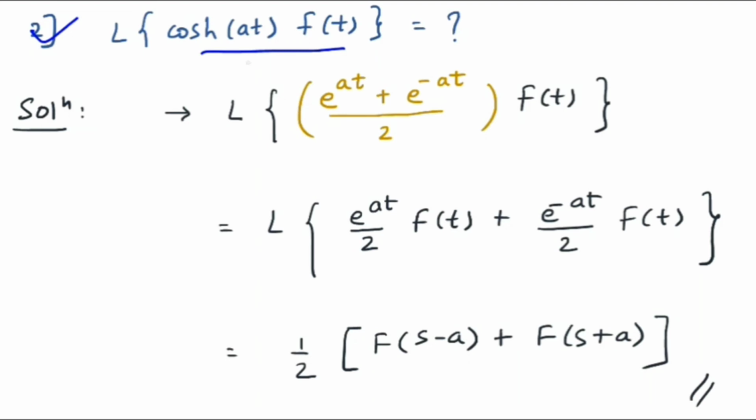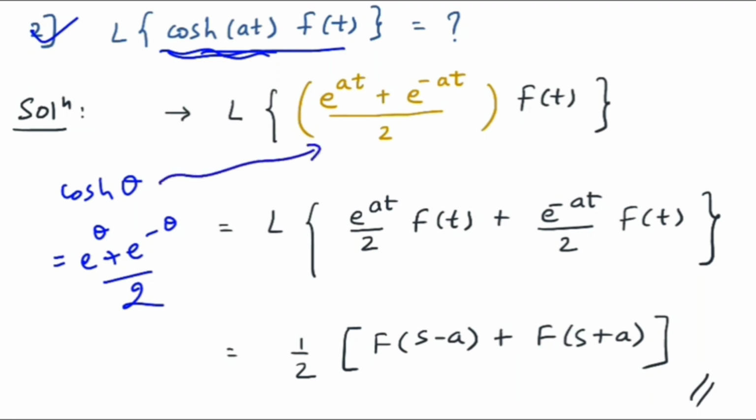And if you look carefully, you can convert this part into exponential form, which would be helpful, like cos hyperbolic theta is equal to e raised to theta plus e raised to minus theta upon 2. So you can say that here theta is nothing but at. The simplification would be cos hyperbolic of at is equal to e raised to at plus e raised to minus at upon 2. Now your question might be, what if instead of cos hyperbolic theta, it was cos theta?